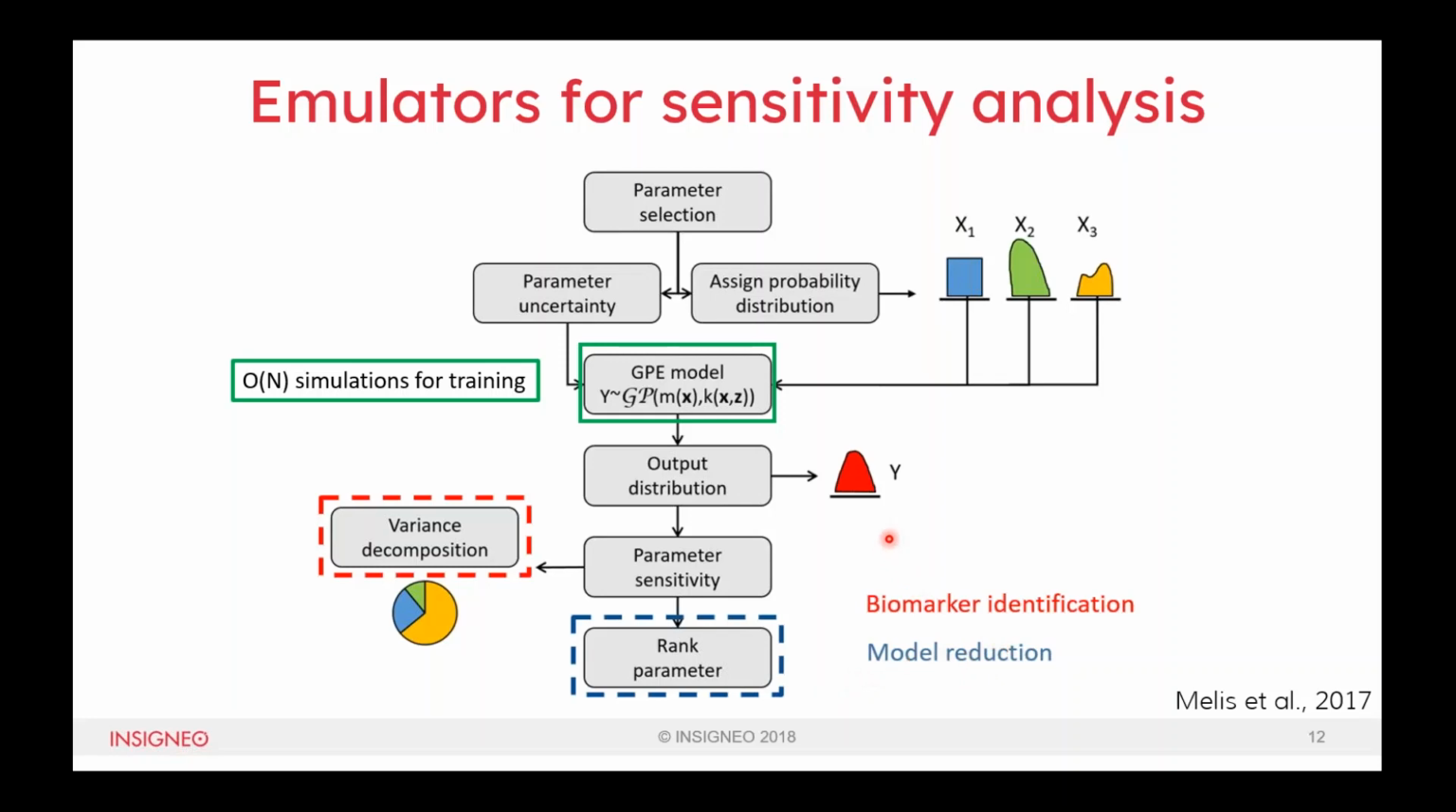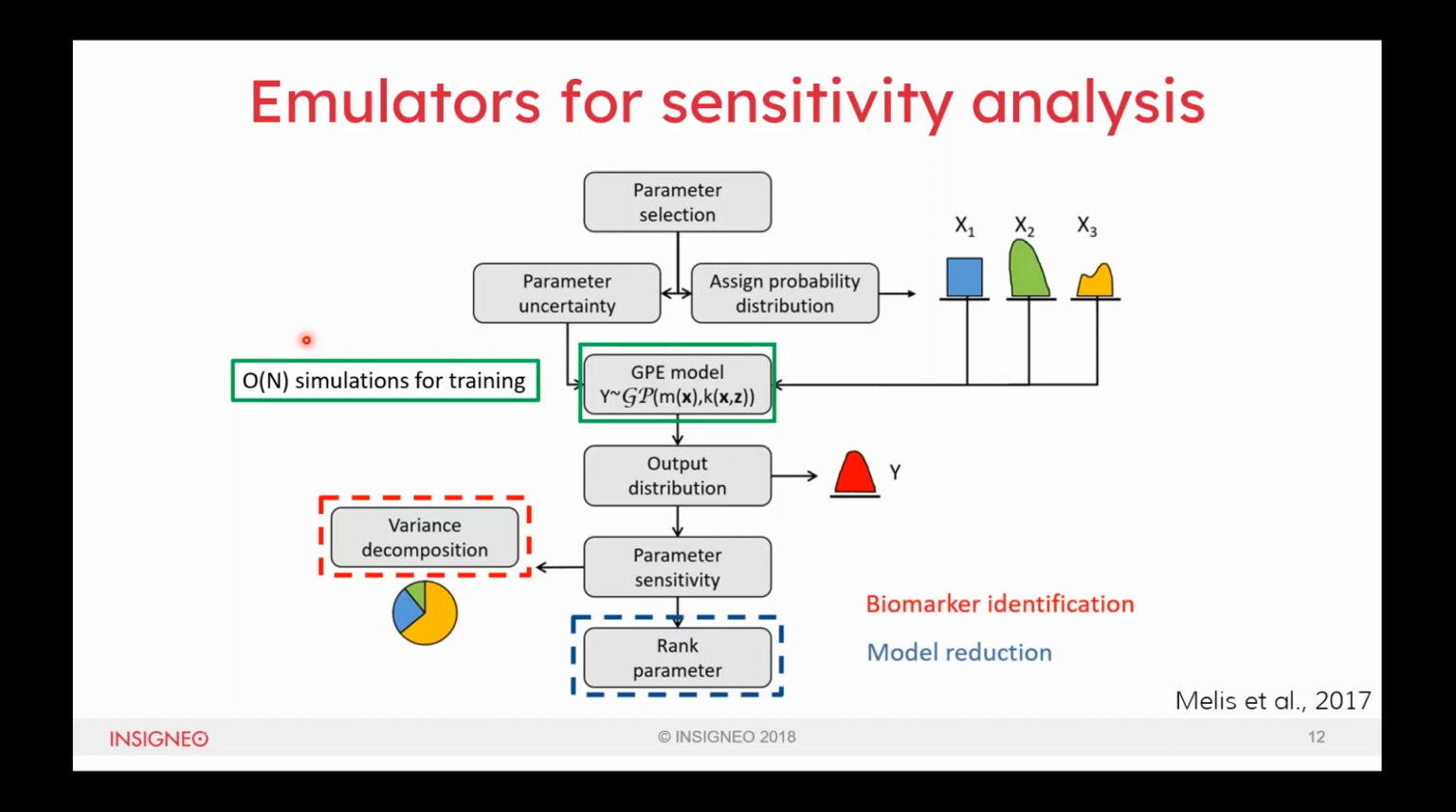But a very important result that is shown in this slide is that it's been observed that for a model with n input parameters, you typically need in the order of n simulations for training the emulator. And this is very important because, if you remember, I said that you need 1000 times n model evaluations for performing the sensitivity analysis, but you only need n for training the emulator.